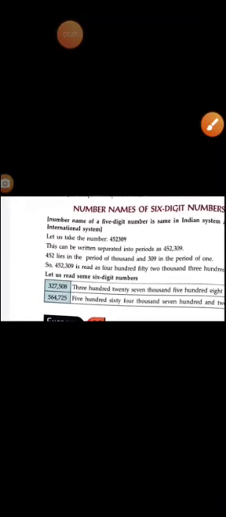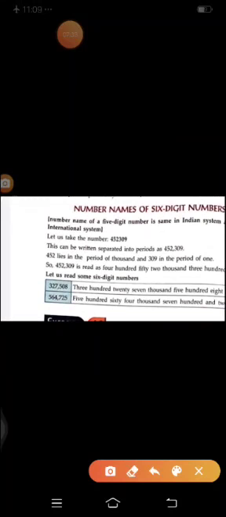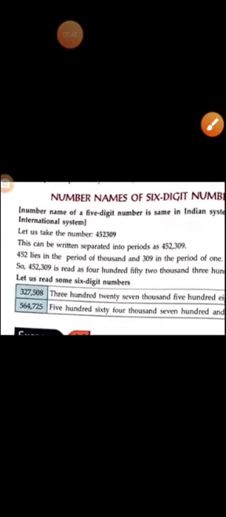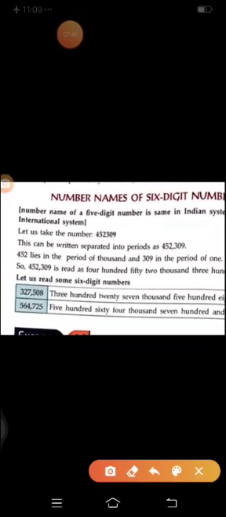Okay students, now our next topic is number names. We have to write the number names of the digit according to the international system. Okay, so here we can see that a digit is given. We have to write this digit according to the international system, and we can easily write it with the help of the place value chart.